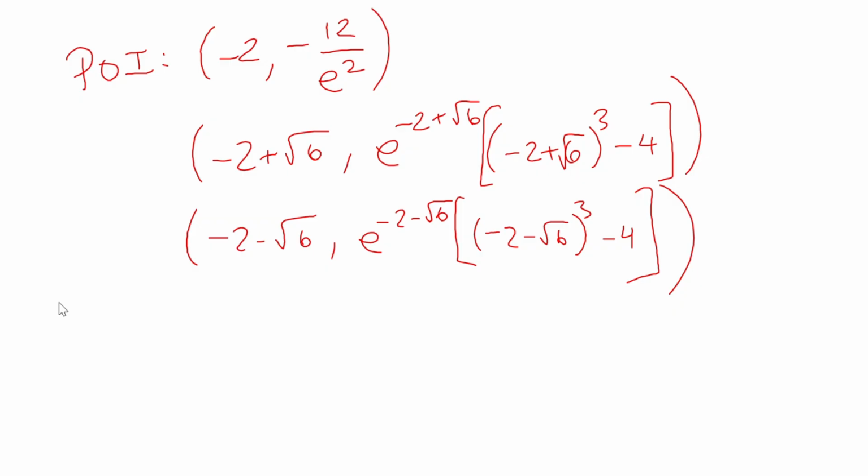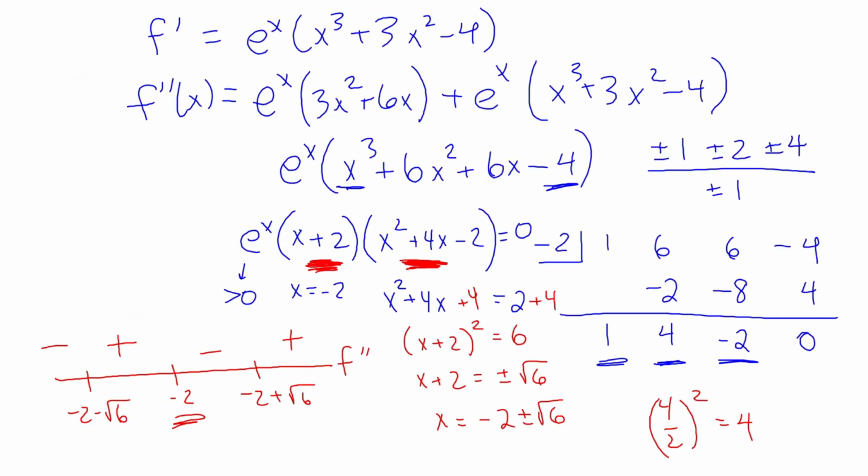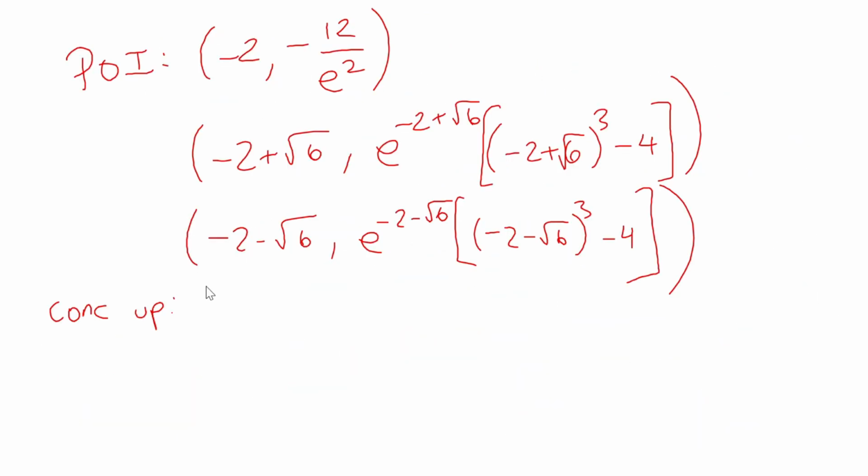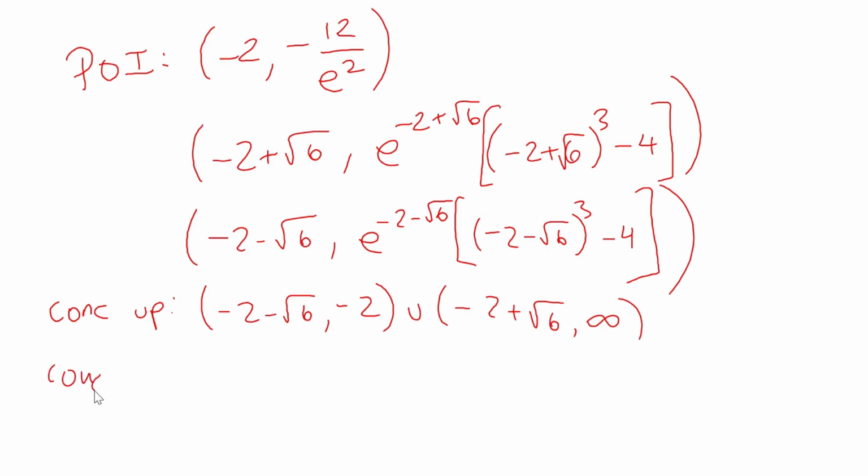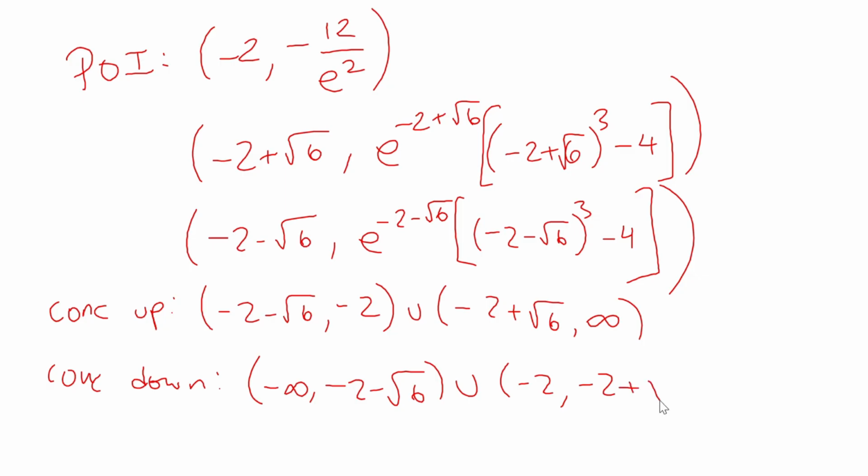We are concave up. If we look back at our chart, right, we were concave up on the negative 2 minus root 6 to negative 2 and negative 2 plus root 6 to infinity. So negative 2 minus root 6 to negative 2 and negative 2 plus root 6 to infinity. And we are concave down on the other intervals, which were negative infinity to negative 2 minus root 6 and negative 2 to negative 2 plus root 6.